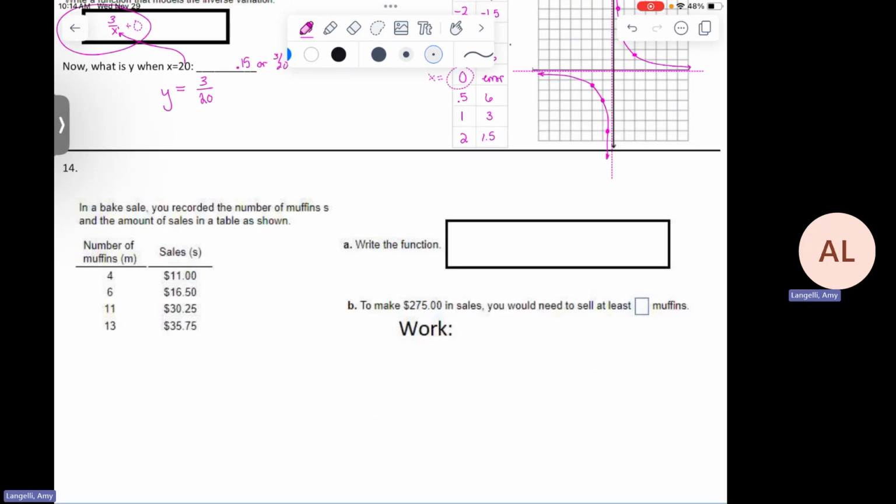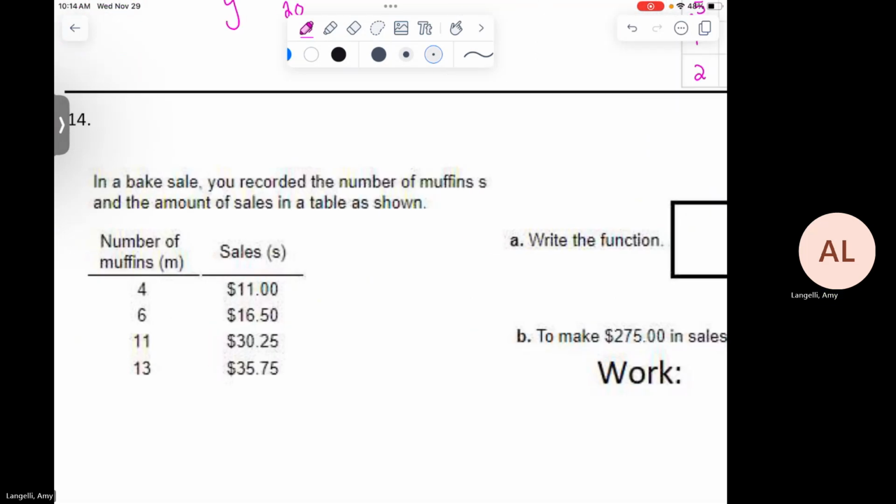I'm going to guess this one's a direct variation because I didn't give you one of those yet. But let's say in a bake sale, you record the number of muffins, M. Why would they use S? That should say the number of muffins, M. That's annoying. I bet it was supposed to be the amount of muffins sold and the amount of sales in the table below. I did screenshots on this, so I'm going to guess I just cut out the word sold. That makes more sense. All right.